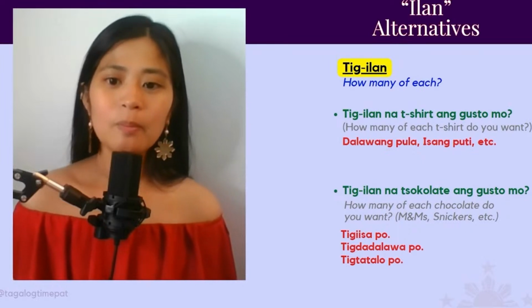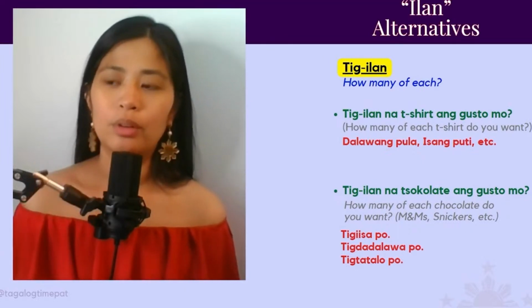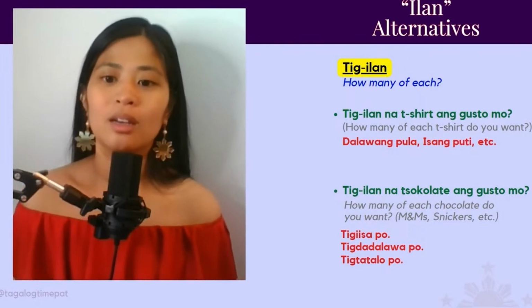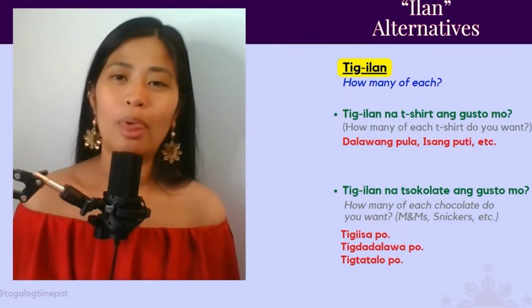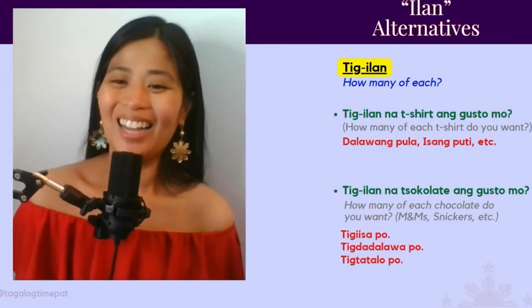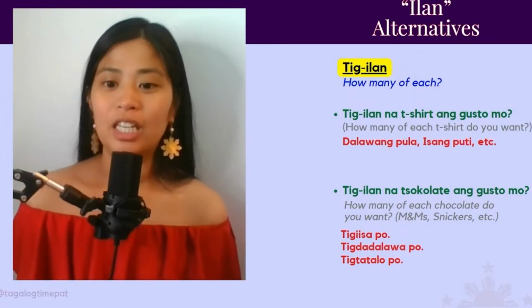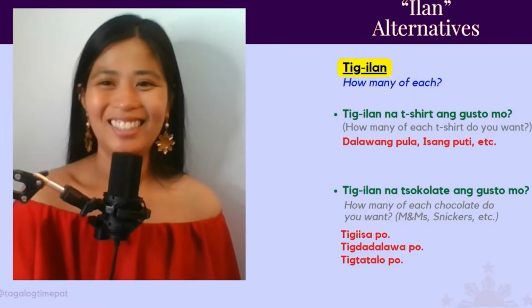Tig-iisa. Or tigdadalawa po. 2 of each. 2 M&Ms, 2 Snickers, 2 Twix. Tigdadalawa. And then tigtatatlo po. 3 of each. You get the idea.